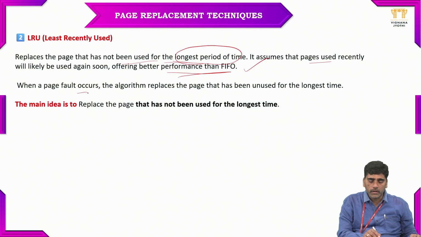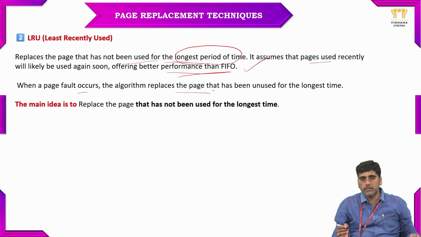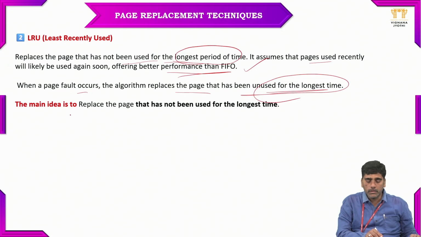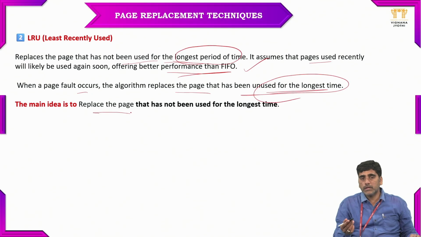When a page fault occurs, the algorithm replaces the page that has been unused for the longest time. The main idea is to replace the page that has not been used for the longest time. Once the pages are loaded into the memory, whichever page has not been used for the longest period of time, that page we have to remove from the main memory.